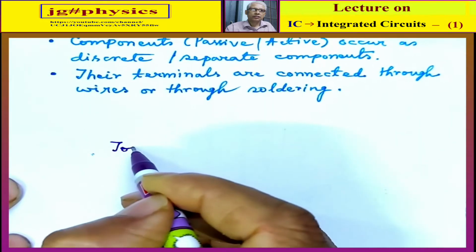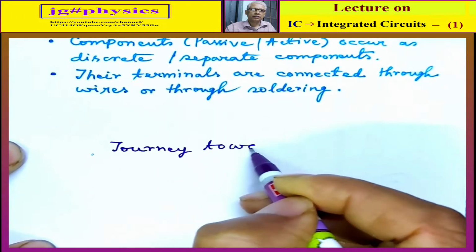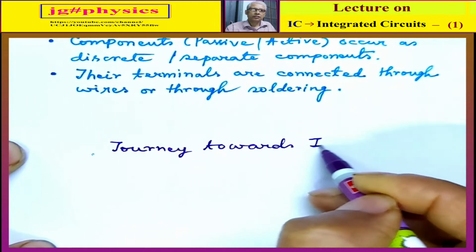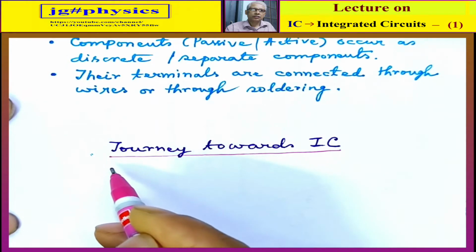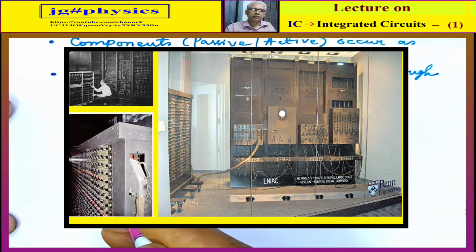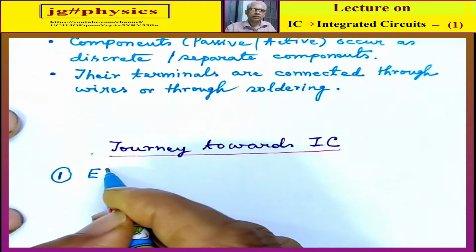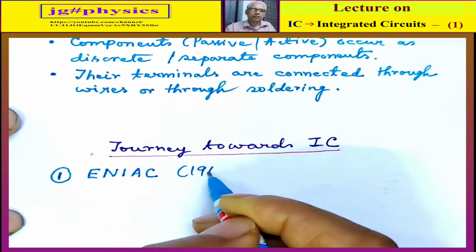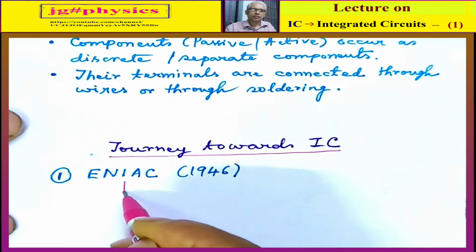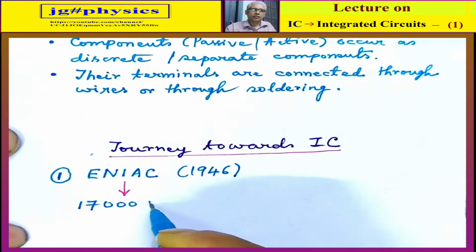We now describe the journey towards integrated circuit. Let us be reminded of a famous machine of 1946, which is called ENIAC. This acronym or abbreviation stands for Electronic Numerical Integrator and Computer. It included 17,000 vacuum tubes for its operation.